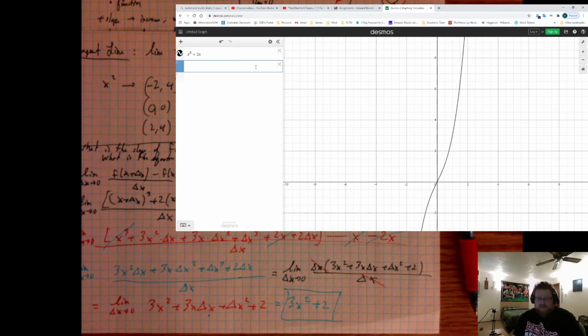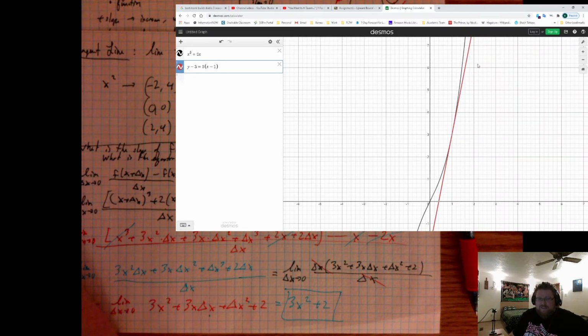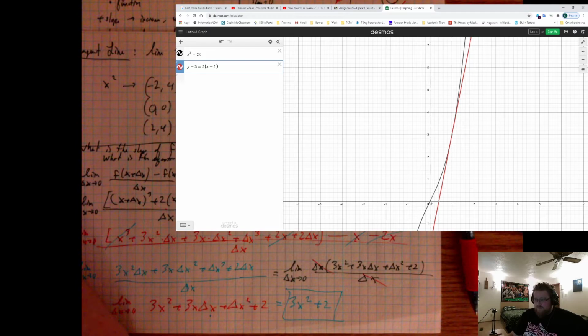Here we go. It is y minus 3 equals 5(x minus 1). And look at that, wouldn't you know it? We go through that one point at (1, 3), and it's clear that this red line matches the slope, right? They perfectly line up right at that point. Now, in other places, it doesn't match the slope. Here at 0, it's not nearly as steep as it is there. And so it clearly has a different slope. But it still has a slope.